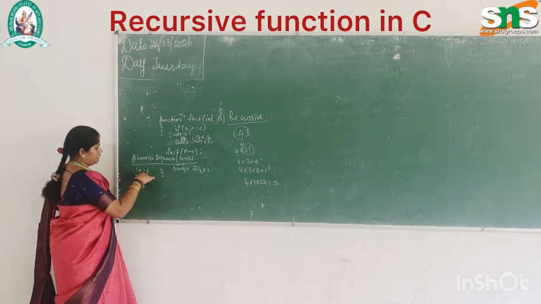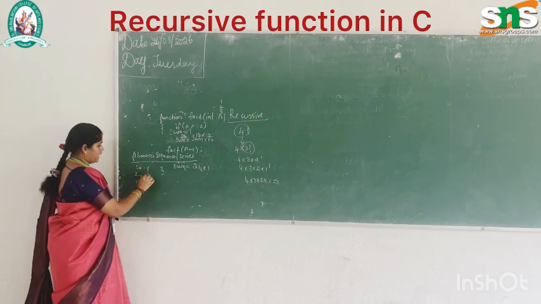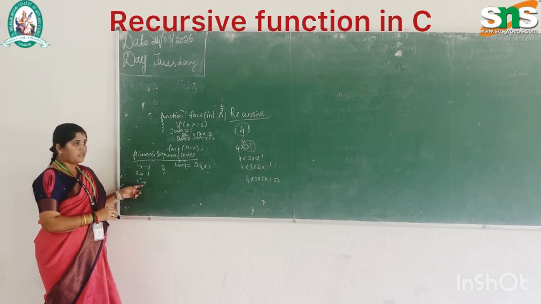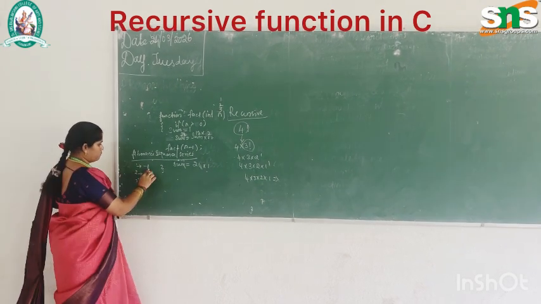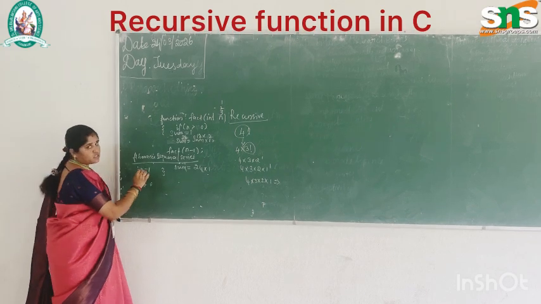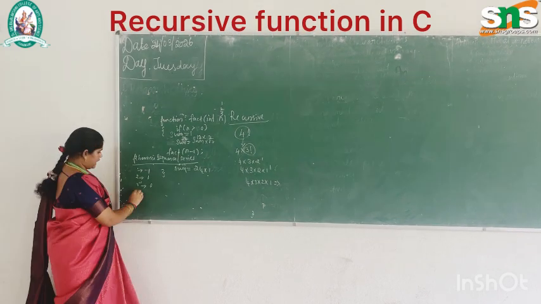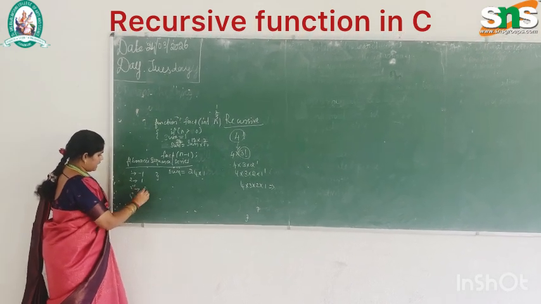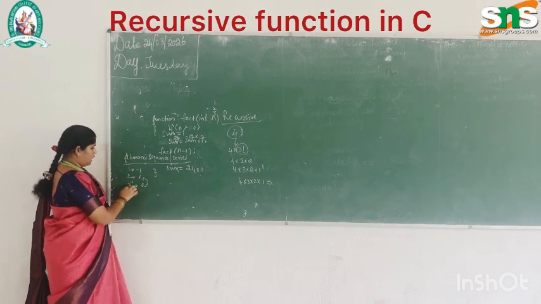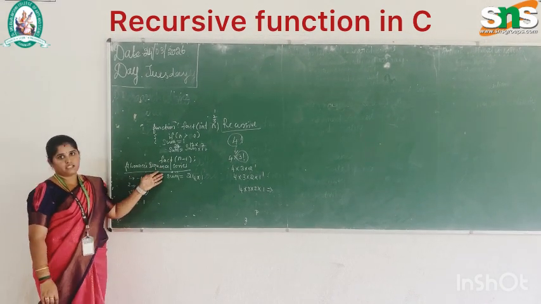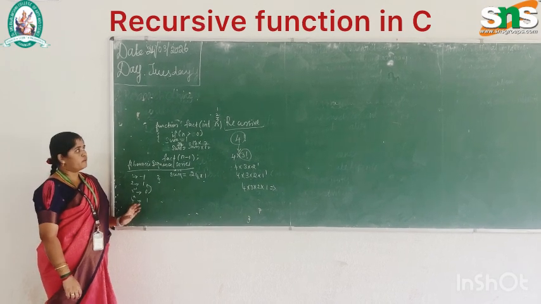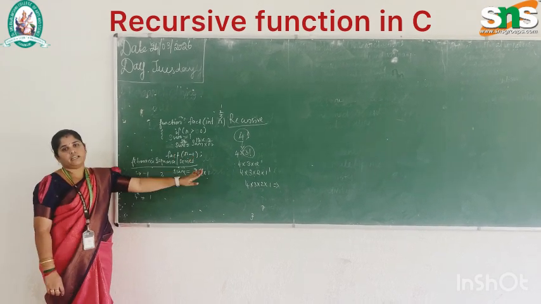Initially I am giving the values minus 1 and the second value 1. What is the third value? Adding the previous 2 values, that is 1 plus minus 1, so the third value will be 0. Again for the fourth value, I add the third value and the second value. So this is the sequence of the Fibonacci series. This is also done by using recursive functions.